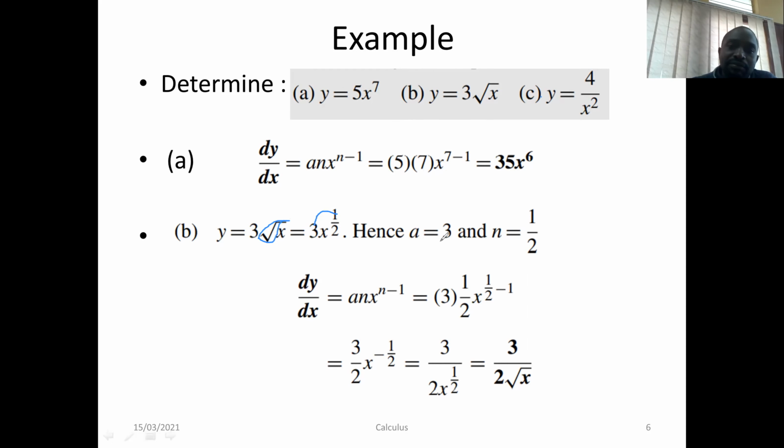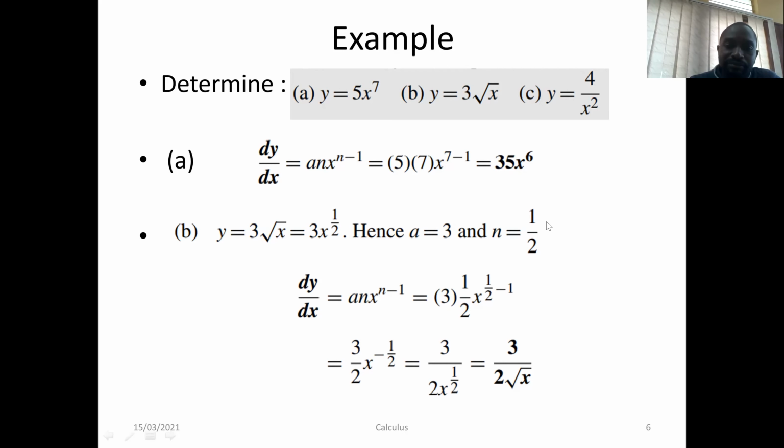So this coefficient of constant 3, when you multiply it by half, you have basically this part. And then the power half will be subtracted by 1, giving us minus half in this case. And simplifying this, giving us the final answer, which is simply 3 divided by 2 multiplied by the root of x. And then we can move on to the next example, where we are now looking at example number 3, y equals 4 over x squared.